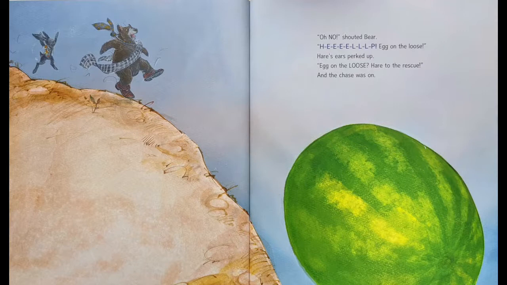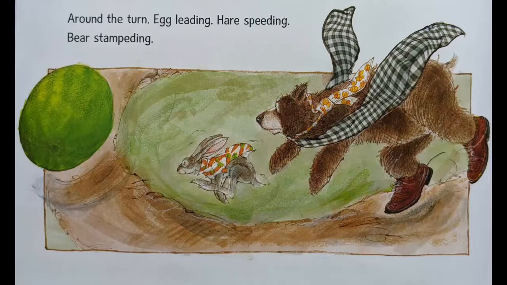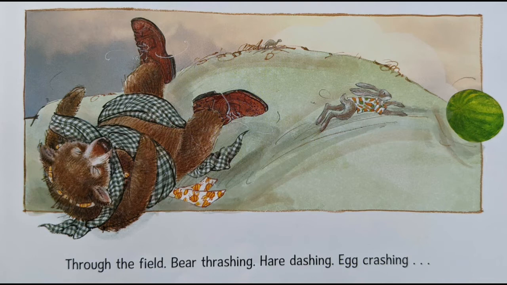"Oh no," shouted Bear. "Help! Egg on the loose!" Hare's ears perked up. "Egg on the loose? Hare to the rescue!" And the chase was on. It was Egg out in front, Bear close behind, and Hare bringing up the rear. Around the turn, Egg leading, Hare speeding, Bear stampeding. Across the road, Egg tumbling, Hare stumbling, Bear fumbling. Through the field, Bear thrashing, Hare dashing, Egg crashing.